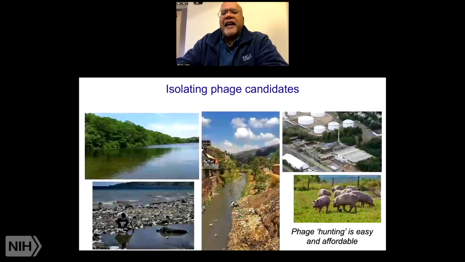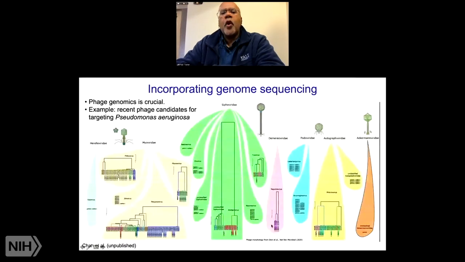It's pretty easy to isolate phages because you can find them everywhere. You can look in pristine environments. You could look in heavily altered environments. Humans have, for example, contaminated. You can look in wastewater treatment plants. You can look on farms of domesticated animals. So phage hunting itself is pretty easy and affordable to do. Once you obtain phages, such as a library that could be useful against a target pathogen, you want to find out more information about these phages, and that's what we do.